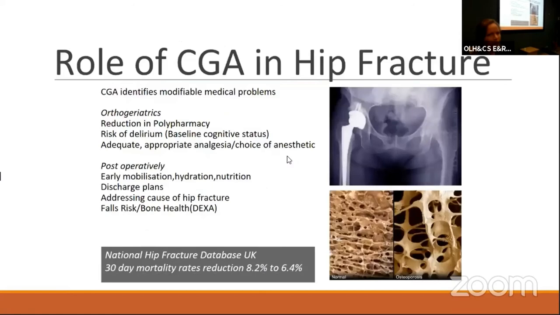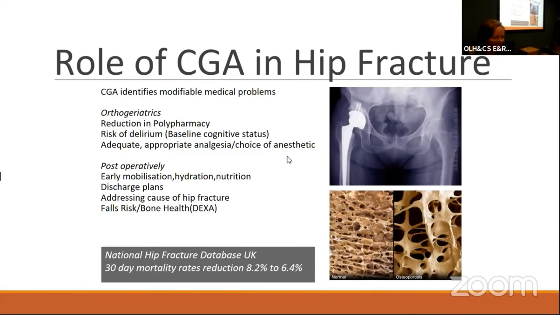Moving on to hip fracture, we heard a lot about hip fracture and fracture liaison services. Using a CGA, we could actually highlight modifiable medical conditions. With our older population, we're going to see more hip fractures occur, and the consequences can have an adverse effect on their mortality. Traditionally, people may have just focused on the actual surgical aspect, but with orthogeriatrics, you have collaboration between orthopedics and geriatricians. With the interdisciplinary approach, management of hip fracture will ensure the appropriate treatment for the patient.